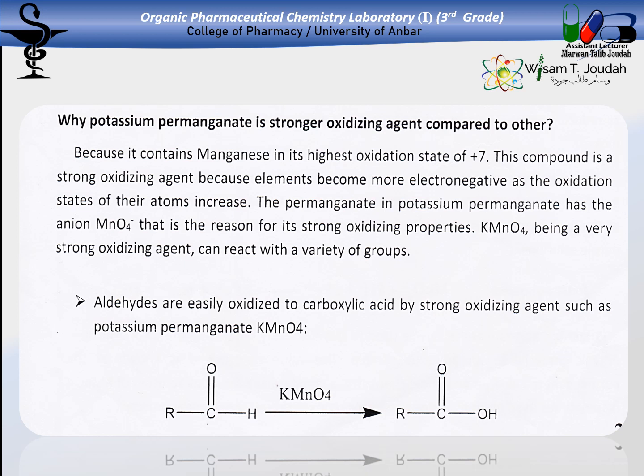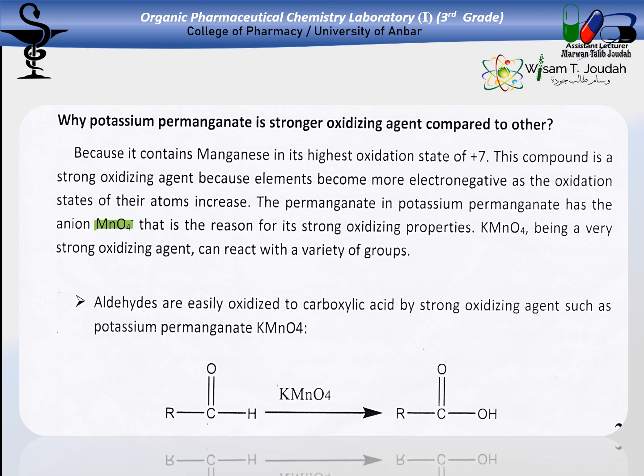Okay, this compound is a strong oxidizing agent because elements become more electronegative as the oxidation state of their atoms increases. So when the oxidation number is very high, it is a good oxidizing agent. Electronegativity increases as we go from left to right in the periodic table, and it decreases when we go from top to bottom in the groups. Okay. Potassium permanganate has the anion MnO4, right here. Let me just highlight it. That is the reason for the strong oxidizing properties of KMnO4.